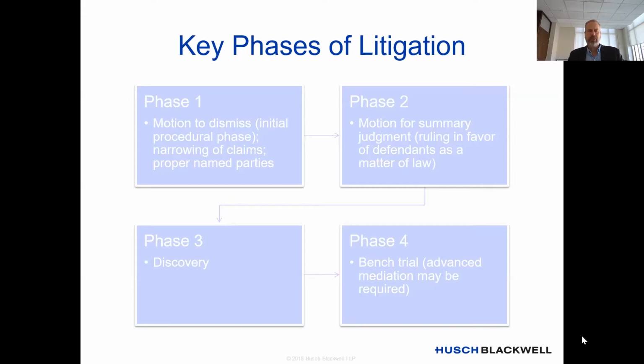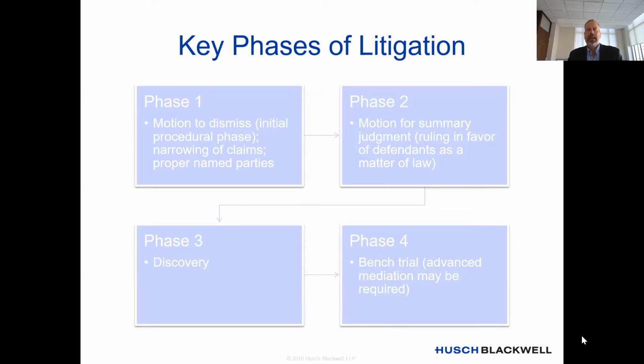The defendants try to narrow the claims. They make sure that the parties have proper standing to sue, that you're in the right court, that the claims can't be dismissed on procedural grounds. Okay, so that's the goal. As a defendant, you'd like to get out of the litigation at an early stage on a motion to dismiss.